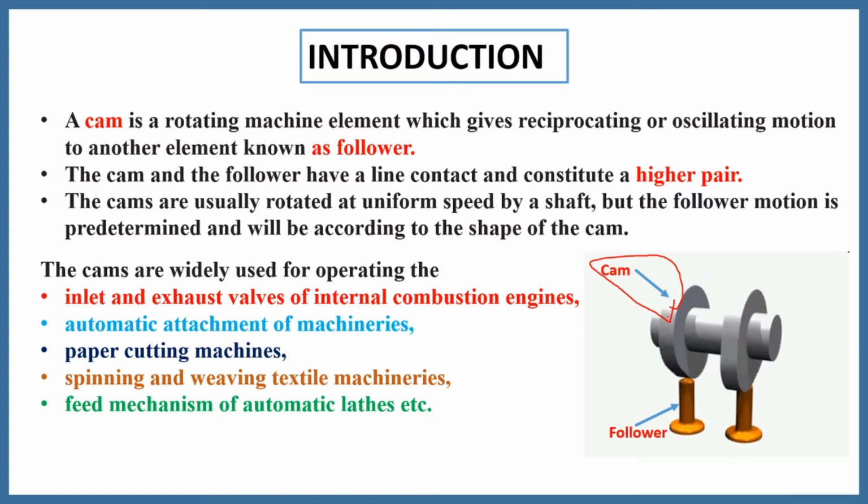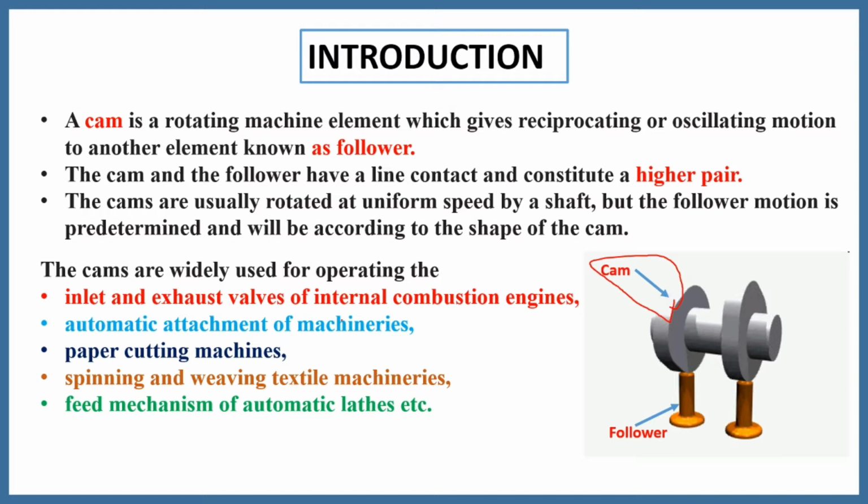Again, in the cam and follower, they have line contact or point contact, which is a higher pair. The cam rotates with uniform velocity, and the follower follows the motion of the cam and provides some particular displacement. It may be translational or rotational.